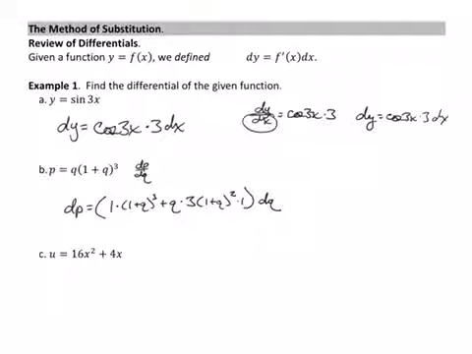And finally, if u is equal to 16x squared plus 4x, again, I would think about the derivative as du dx. So we take du, and it'll be the derivative of 16x squared, which is 32x, plus the derivative of 4x, which is 4. We're going to multiply this entire right side by dx, and so it's going to look like that. We need those parentheses.